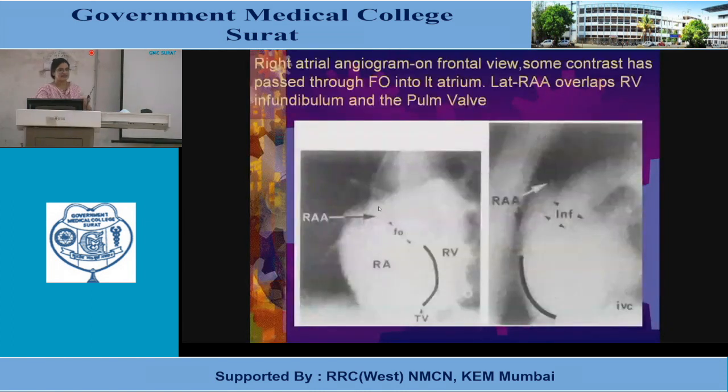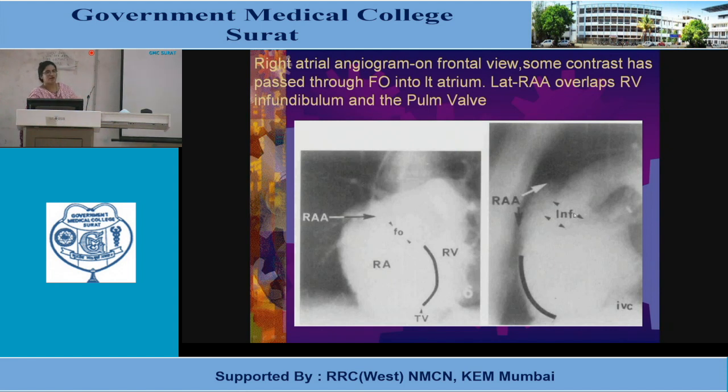Now this is a selective right atrial angiogram. You can see how the right atrium is situated in the thoracic cavity. On the frontal view, you can see this is the right atrium, this is the tricuspid valve, and this is the right ventricle, which is situated more anterior. On the lateral view, you can see that only the right atrial appendage is projected, and it is seen to overlap the infundibulum and the pulmonary valve.